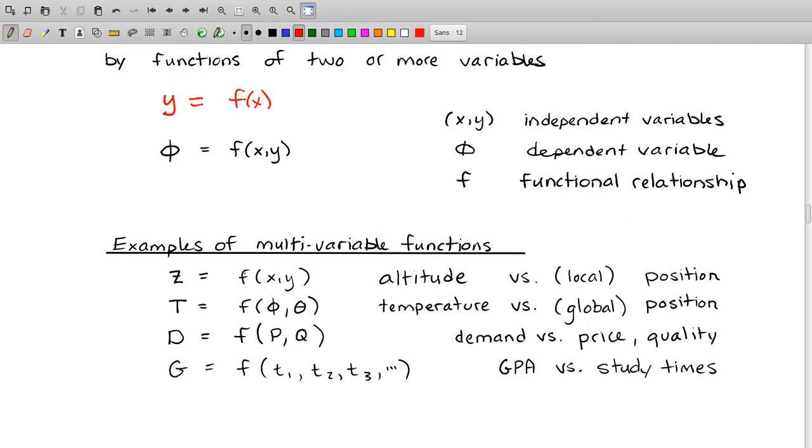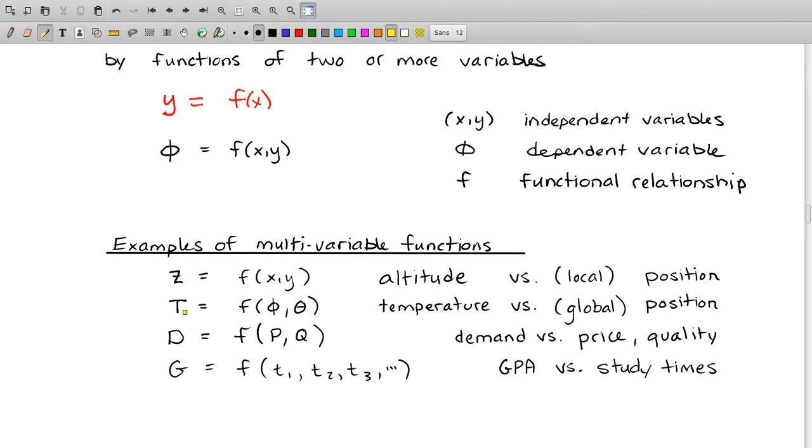These are familiar to you from everyday life. A very common one that we'll use throughout this lecture as a visualization aid is to think of z as an altitude that depends on local position, right? So x could be east-west, y could be north-south, and f could be the function that gives you the altitude, z, as a function of your coordinates on the ground.